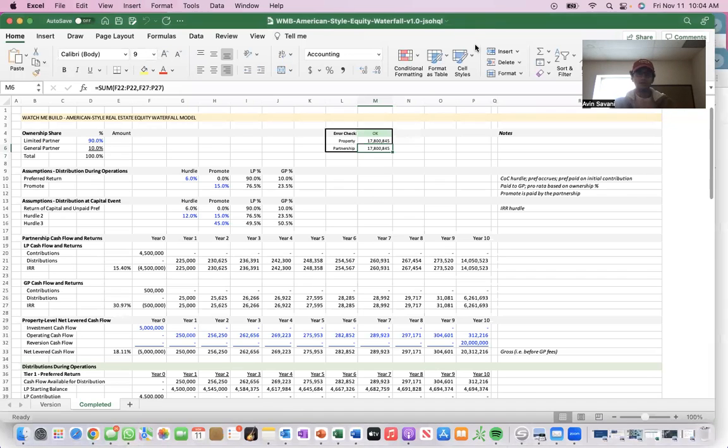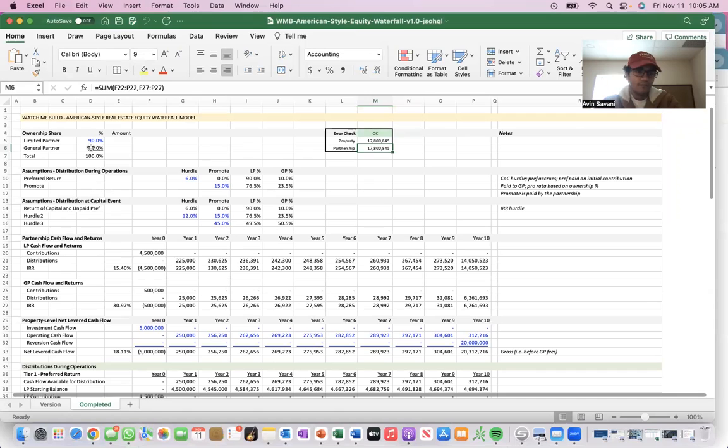This is the American style equity waterfall. It's going to be different between European equity waterfalls and American style equity waterfalls. Usually I think American style is more lenient, I would say, for the GP. It's more GP friendly, whereas European is more LP friendly. So let me just get into this real quick.